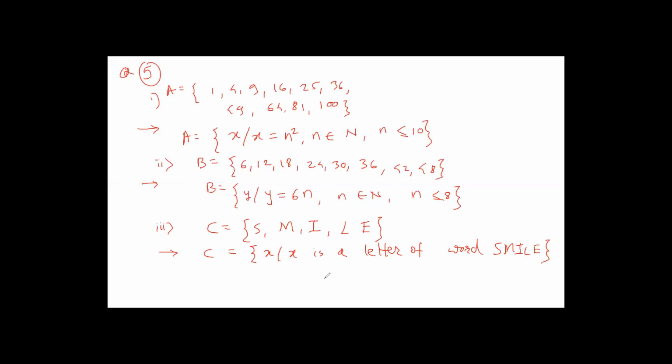Now let's consider the fourth example. You are given D equals Sunday, Monday, Tuesday, Wednesday, Thursday, Friday, Saturday. So how do you write in rule method? D equals, in curly brackets, the set of y such that y is a day in a week.